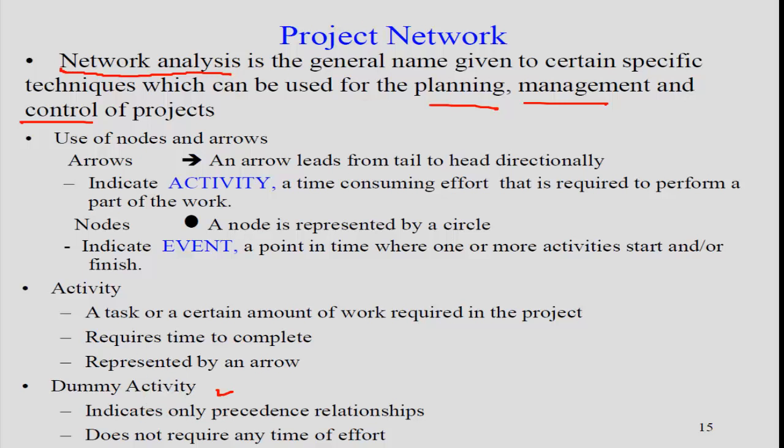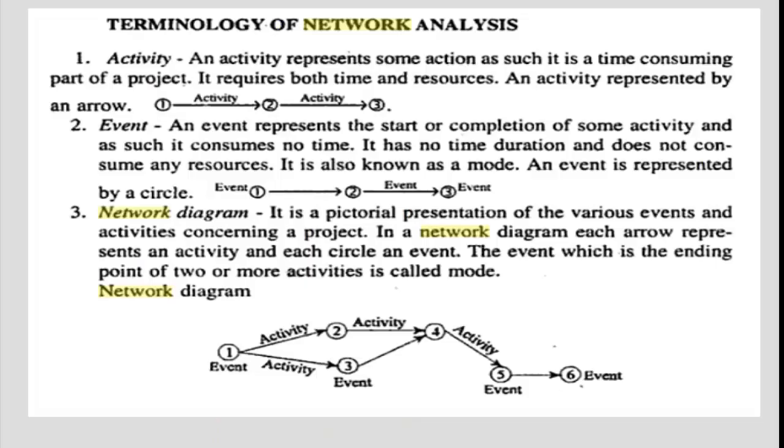Now, this is an activity. So you have an activity from node 1 to node 2, then from node 2 to node 3, another activity. An activity is something which requires some time and resources. This is the job you do in a project. And then there are events, and events are where an activity starts or finishes. They are shown by circles. We call them events.